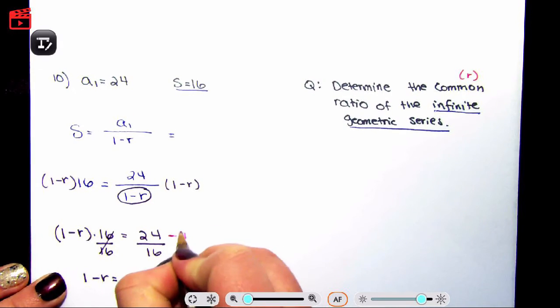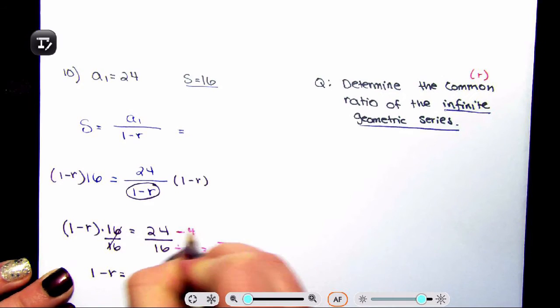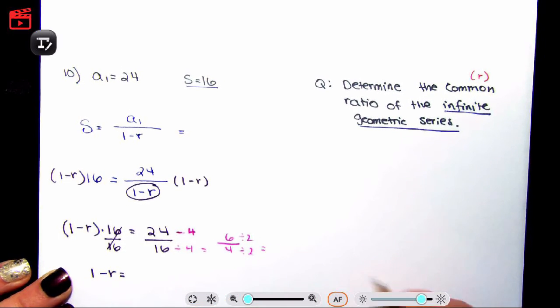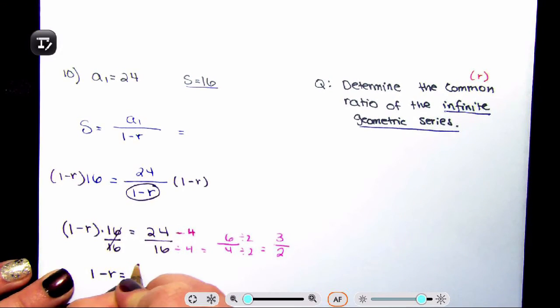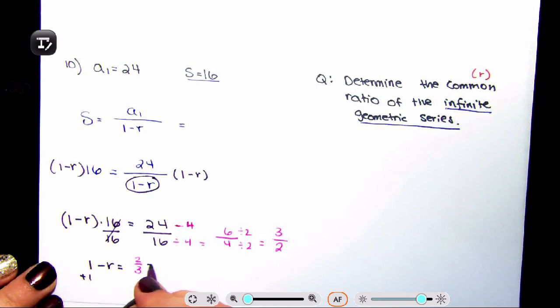I'm going to divide top and bottom by 4. So that means I have 4 over 6. I still can divide by 2. I should have divided by 8. Okay, so I have 2, what is this, thirds? So I have 2 thirds. And then I'm going to add 1 to both sides.